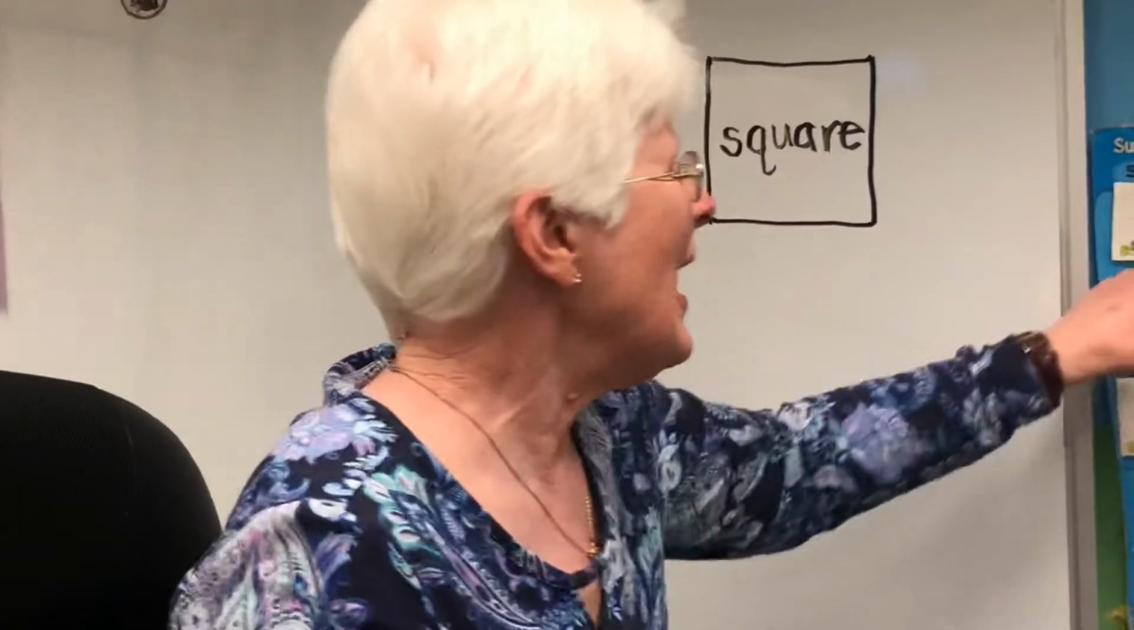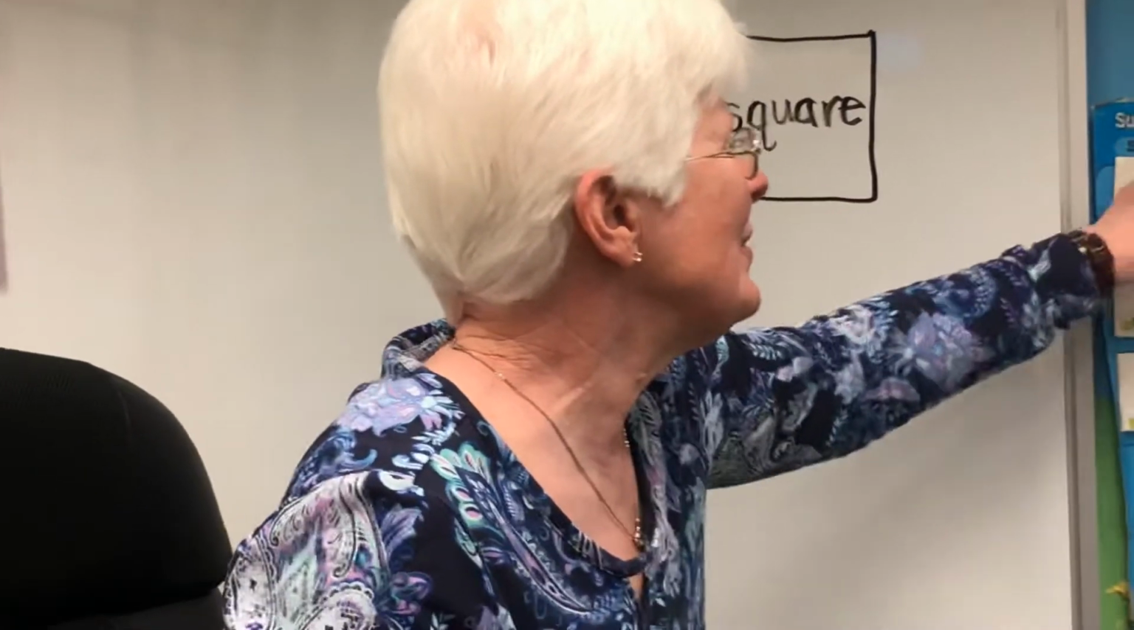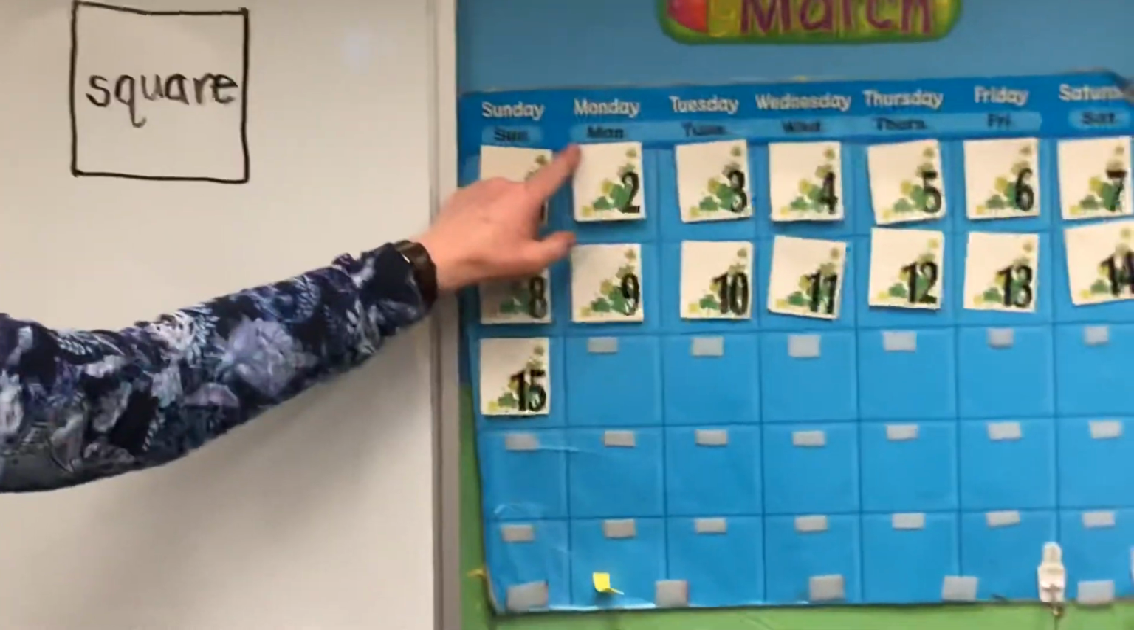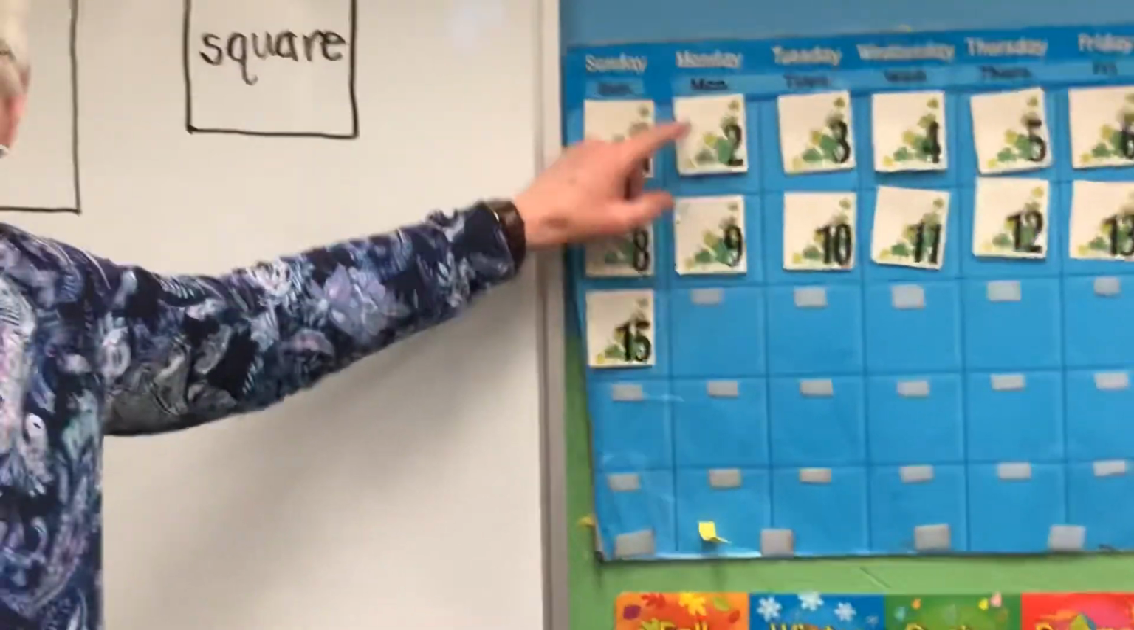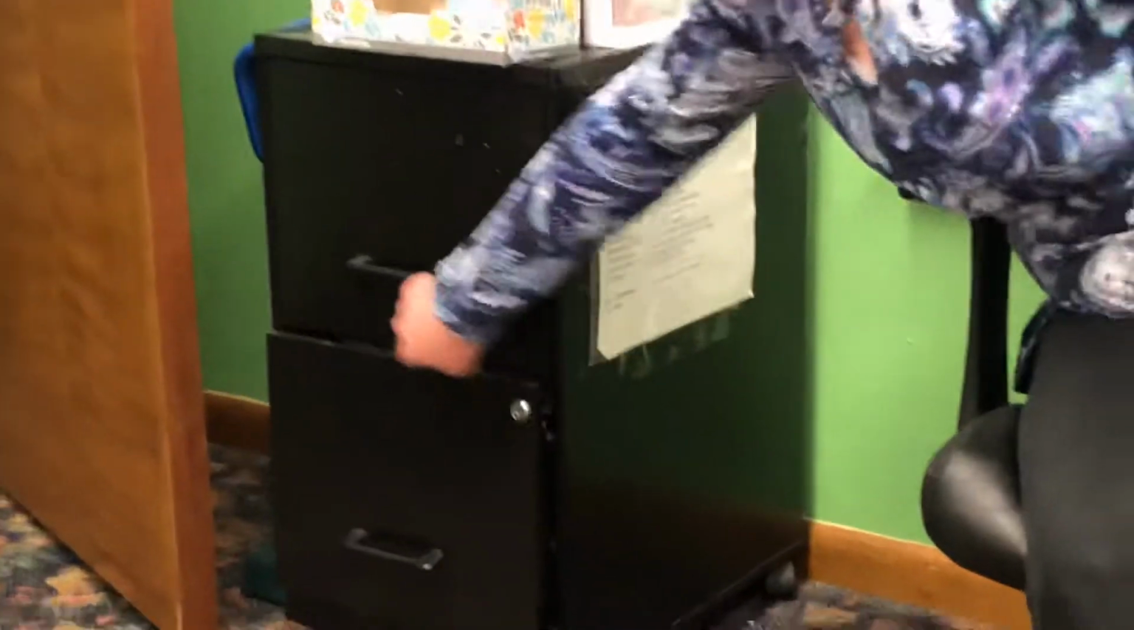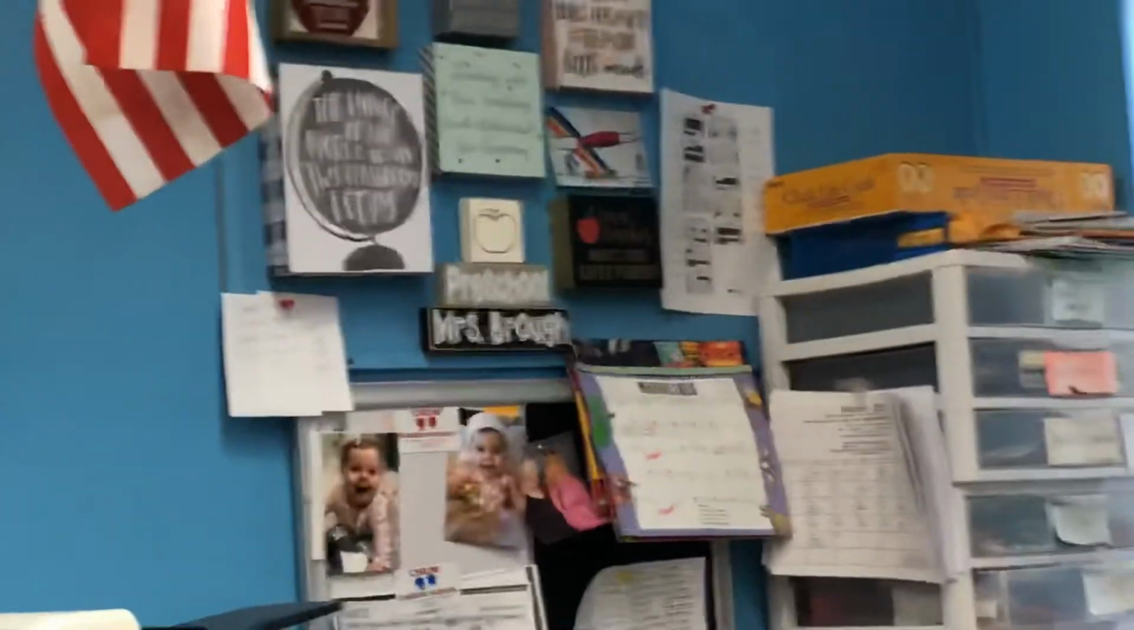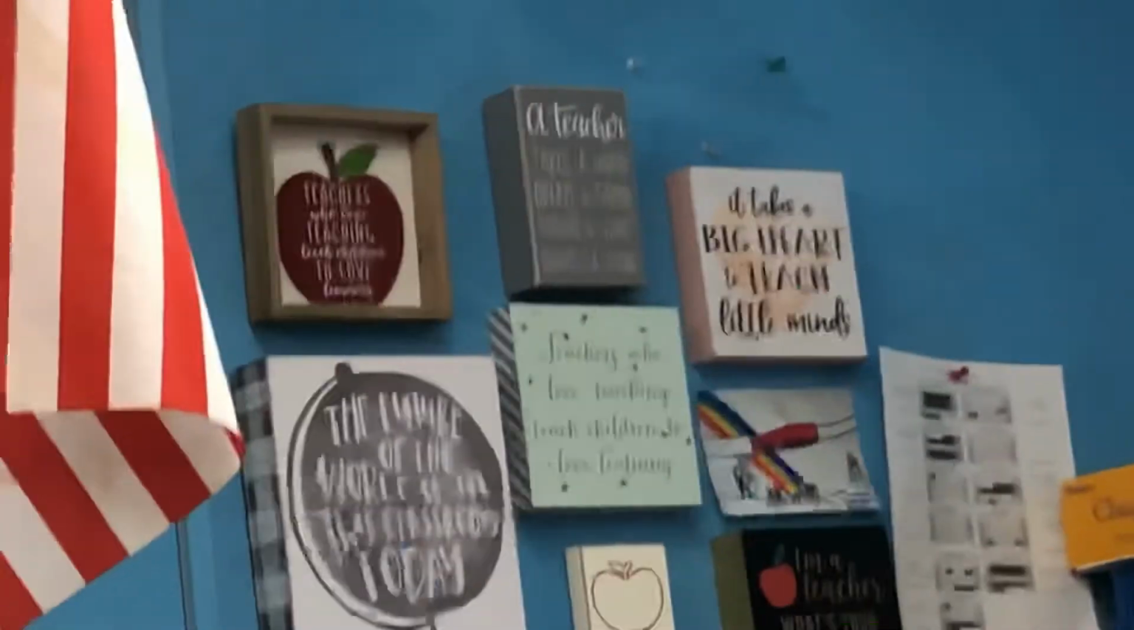Mrs. Brown, I see the calendar numbers. They're squares in our school. Do you see any other squares? Our file cabinet. Oh my goodness, the file cabinet drawers are squares. And I have some signs up on my bulletin board that are squares. Wow, Mrs. Brown, there are a lot of squares in our environment.